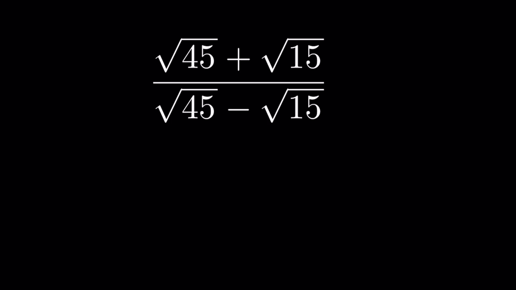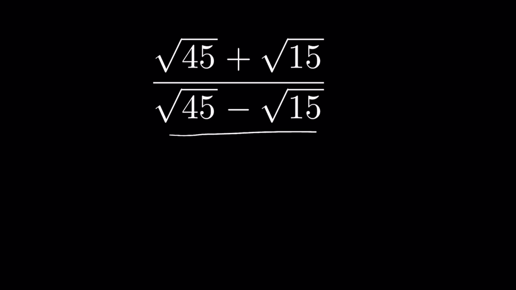Square root of 45 plus square root of 15 upon square root of 45 minus square root of 15. How to simplify this? There are two methods that we use to simplify it. However, in both of the methods, we will have to rationalize the denominator, because in the denominator we have a radical.